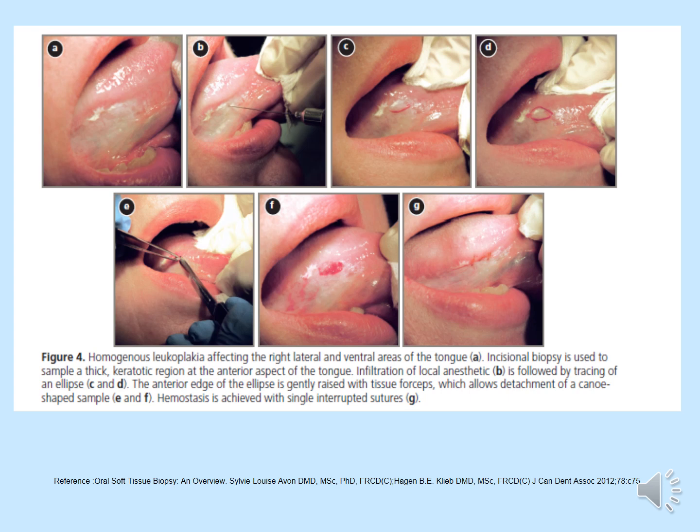All right. Thereafter, the anterior edge of the ellipse is gently raised with a tissue forceps, which allows the detachment of the ellipse-shaped tissue. Okay, and once that's detached, you use the scissors and cut it out and detach it from the mucosa, and then the biopsy is taken. That piece of tissue is immediately put into the specimen container, which has 10% formalin in it, and the raw area that is present is then sutured up. Okay, so these are the steps that are followed in scalpel biopsy. Okay.